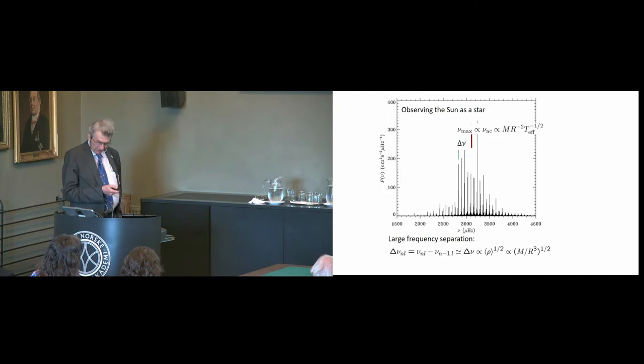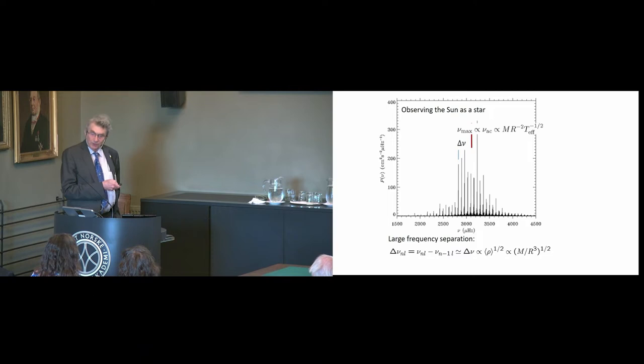And then we can also measure now the location in frequency of the maximum power. And that also depends on the mass and radius. It depends on the surface gravity of the star. So from these measurements, we get two measures of mass and radius, and we can actually, from that, determine the mass and radius of the star. That's boring for the sun. We know the mass and radius of the sun, but it's not boring for other stars, and we'll get back to that later.